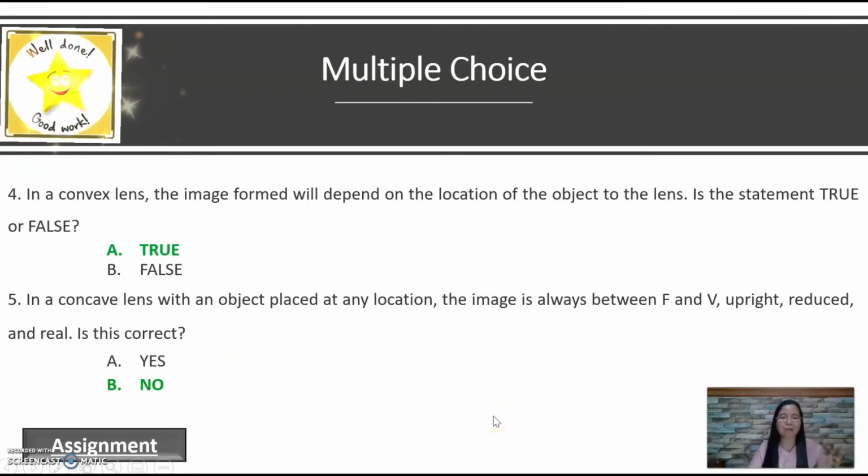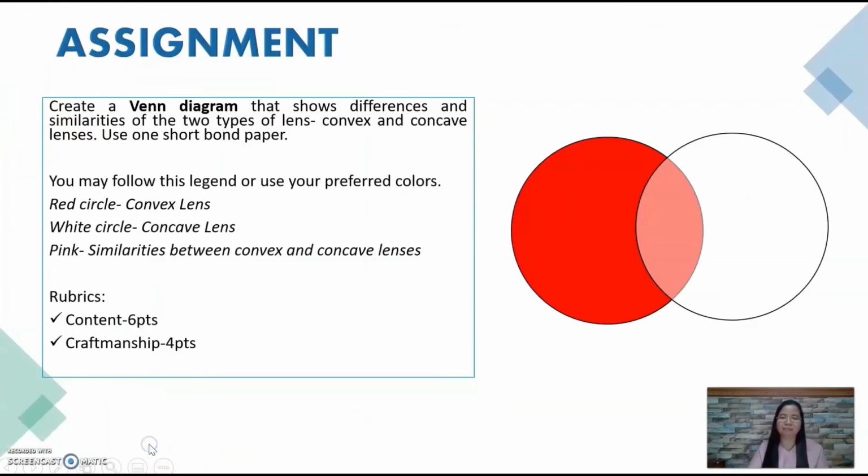Okay, now I think we're ready for the assignment. For your assignment, you need to create a Venn diagram that shows differences and similarities of the two types of lens, convex and concave. Use one short bond paper, coloring materials, or any other materials that will help you create a Venn diagram similar to what is shown here.